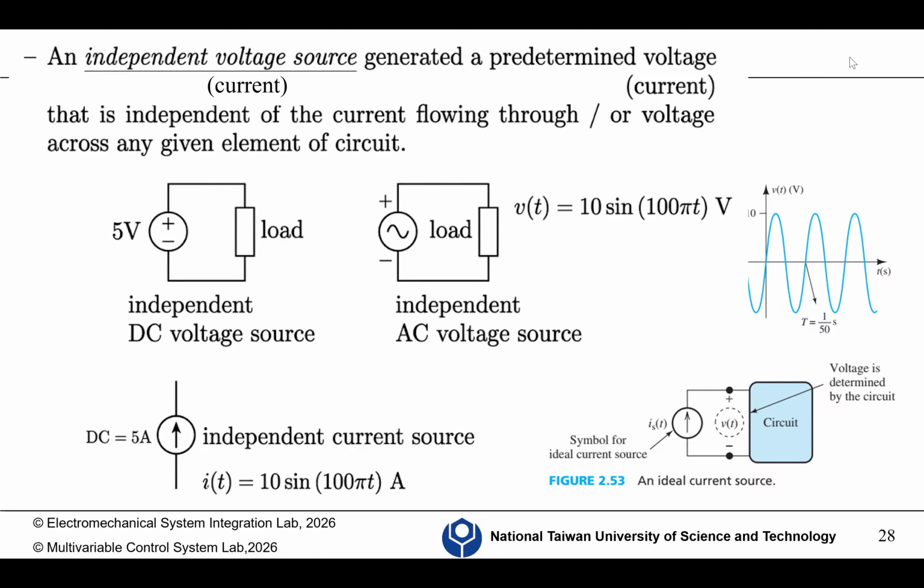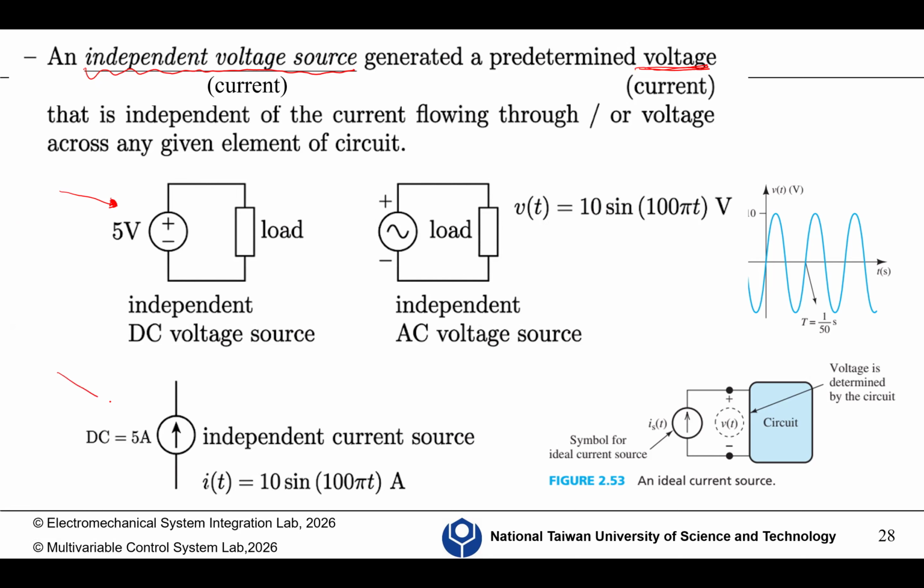We are now introducing a few symbols that you might see in a circuit diagram. First, we may have talked about this before. It's called an independent voltage source. So this circle with a positive and negative sign within the circle is called an independent voltage source. It generates a predetermined voltage.